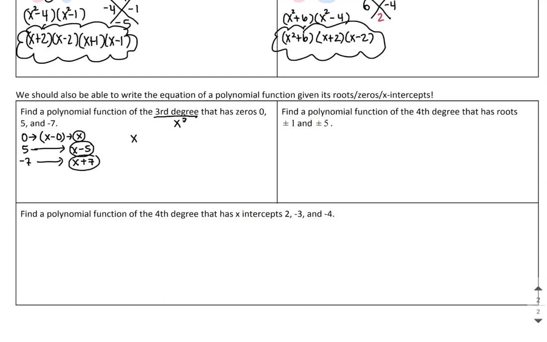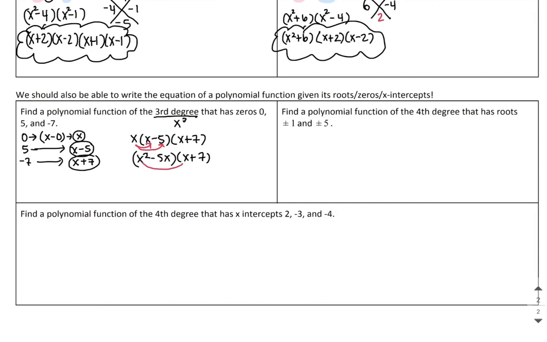So I'm going to multiply x times x minus 5 times x plus 7, and that's going to give me my answer. I'm going to distribute that x to the x minus 5 first, which will give me x squared minus 5x. And I'm multiplying that by x plus 7. So I'm going to multiply everything in the left parentheses by everything in the right parentheses.